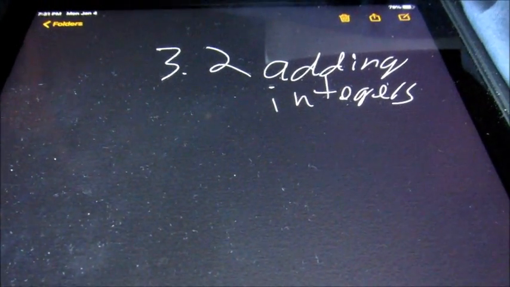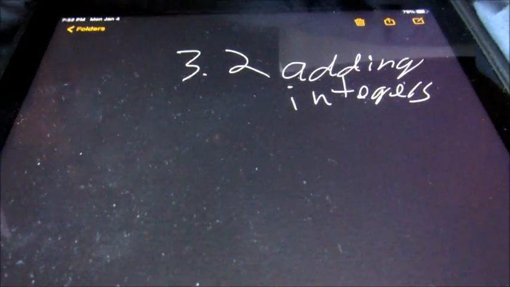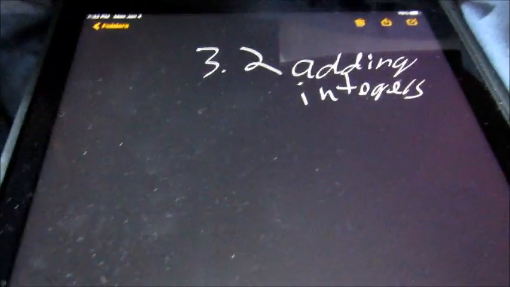Hello class, welcome to section 3.2 where we're going to add integers. So what I'm going to do here is show you a few things.